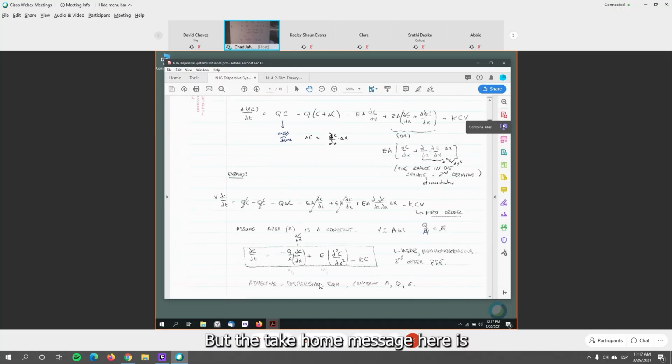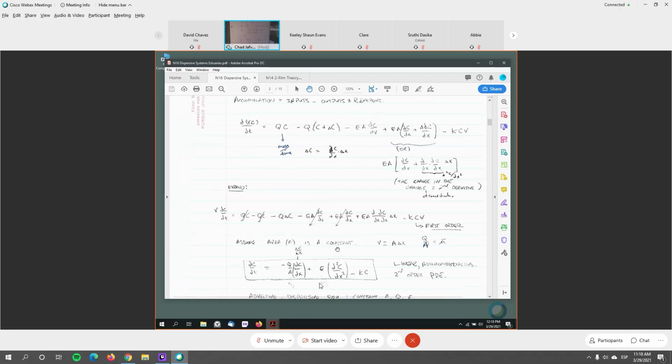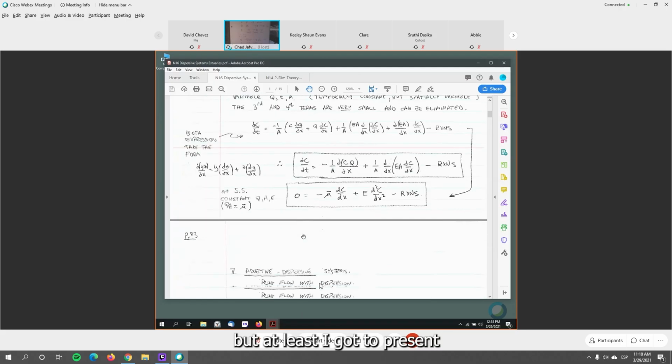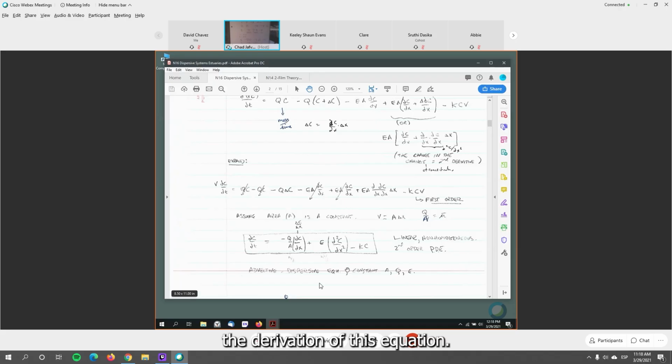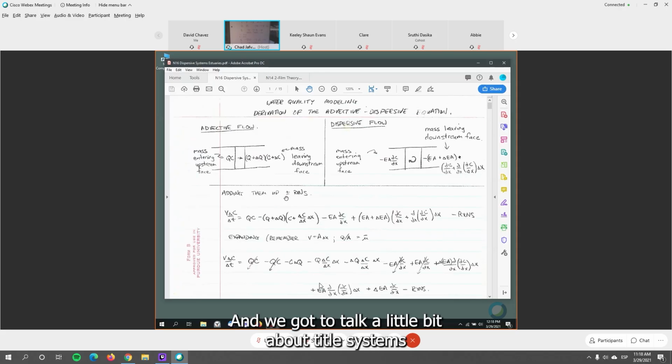But the take-home message here is this equation then accounts for advective flow and dispersive flow and then reaction. And we can make this zero. We'll revisit this equation with adsorption in for groundwater systems in a little while. But at least I got to present the derivation of this equation, and we got to talk a little bit about tidal systems and mixing in tidal systems. Okay?